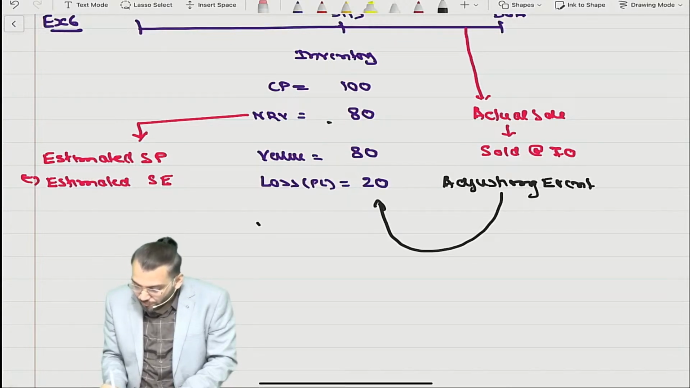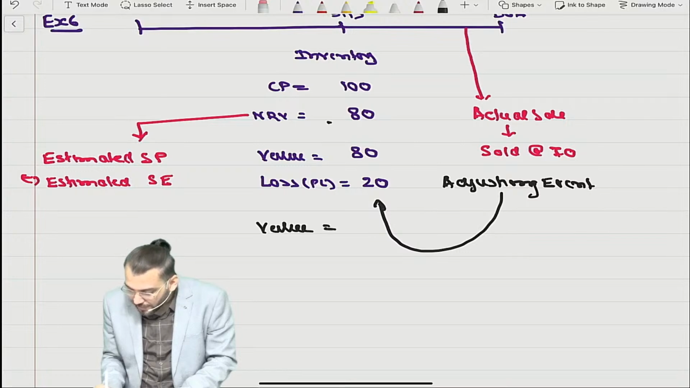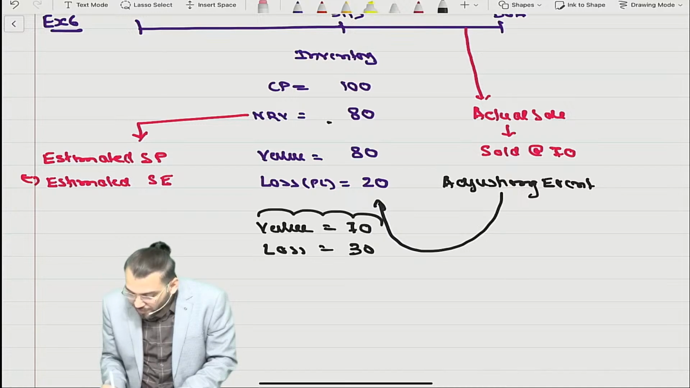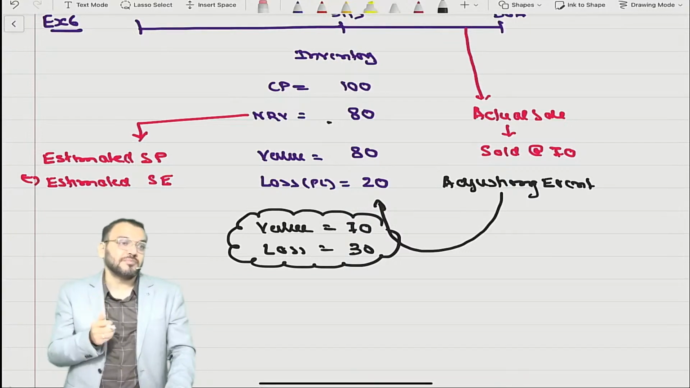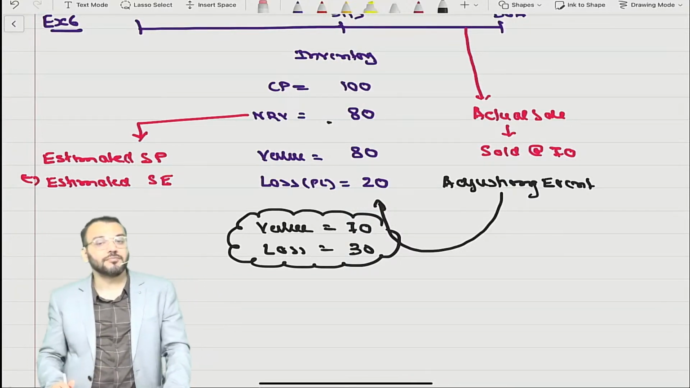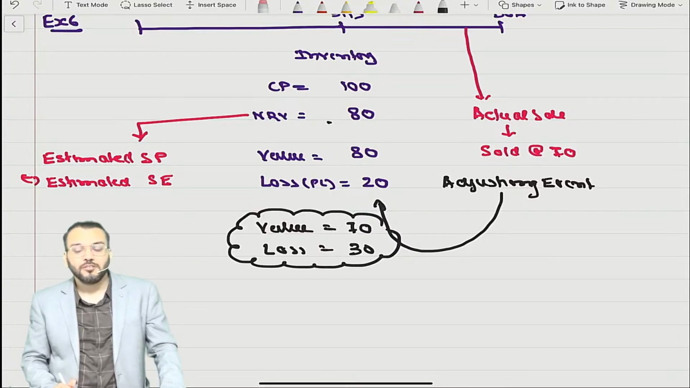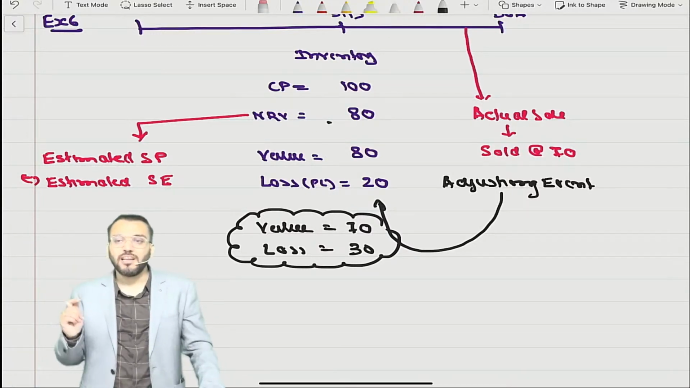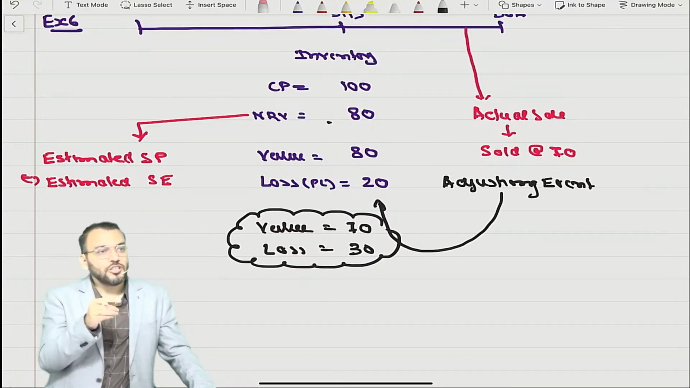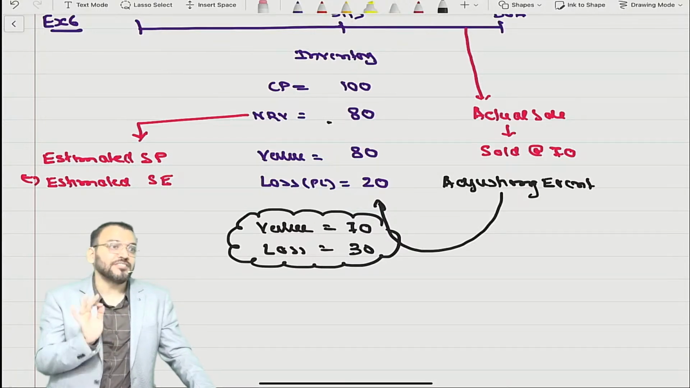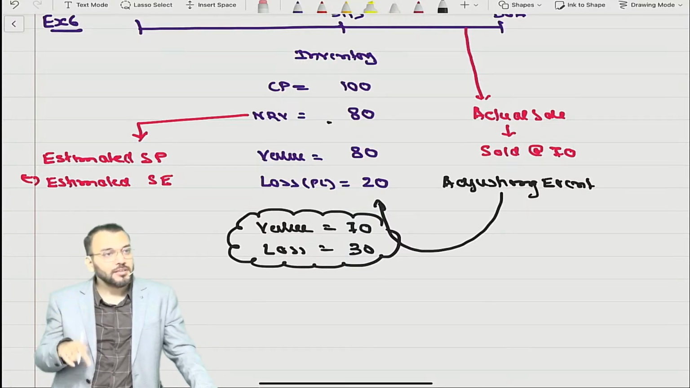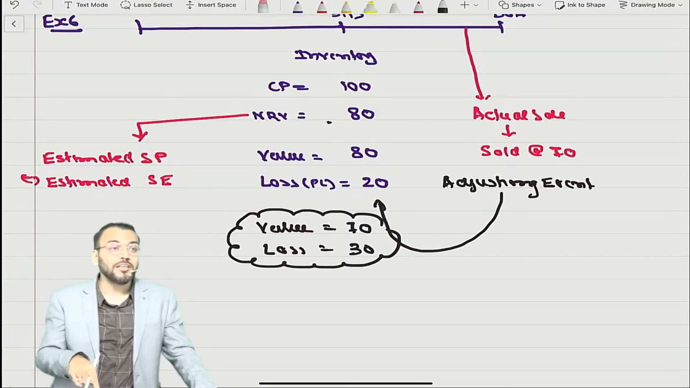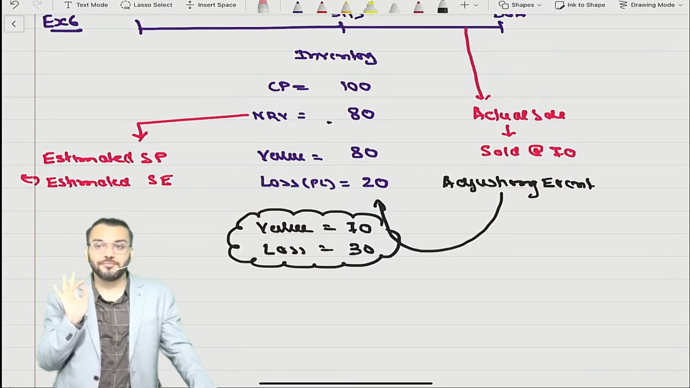Can I say your value should now be 70, and the loss should be 30? It means it should be further written down by rupees 10. It is an adjusting event. Understood? Once again, I am requesting you, don't answer based on CA Inter. Now you are in CA Final. Apply your common sense. This is a super important question from the exam point of view at CA Final.